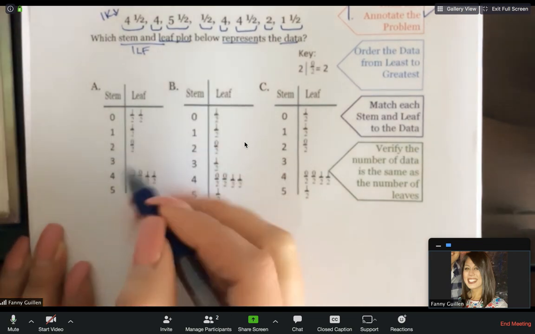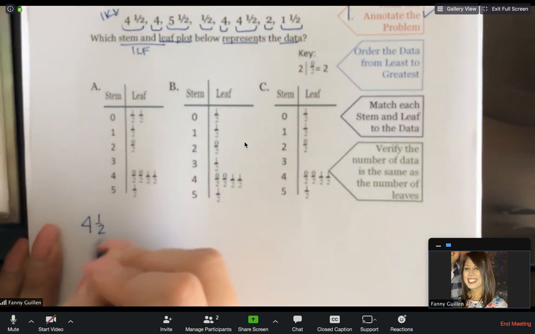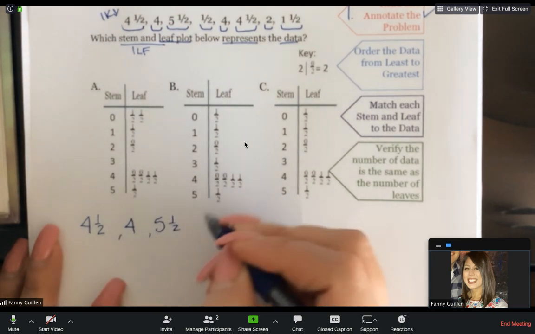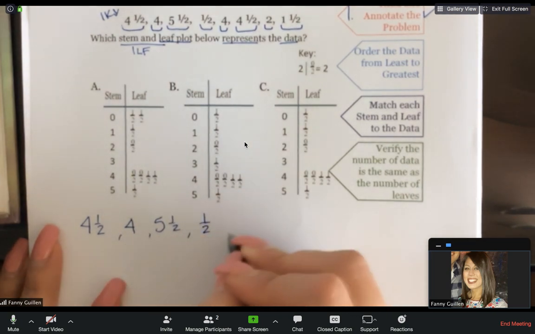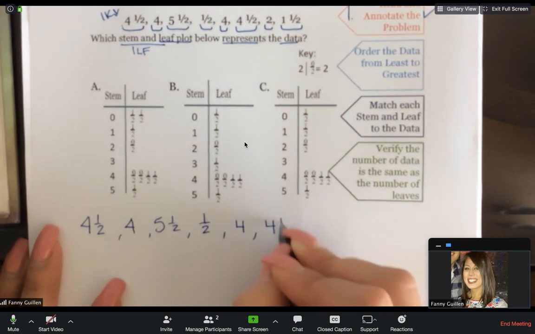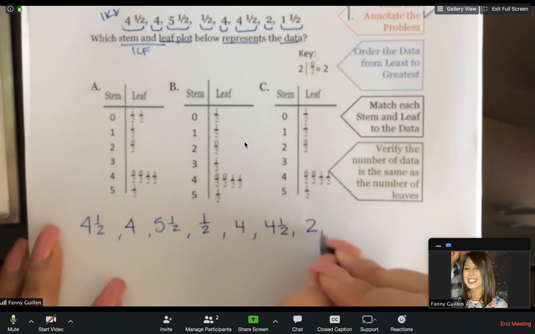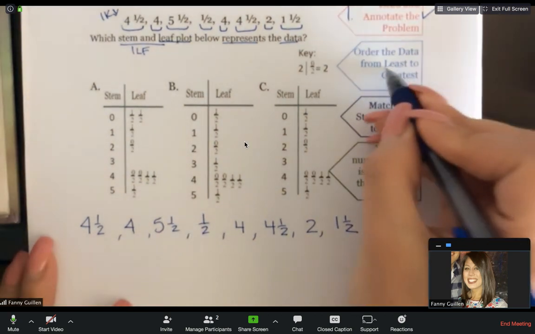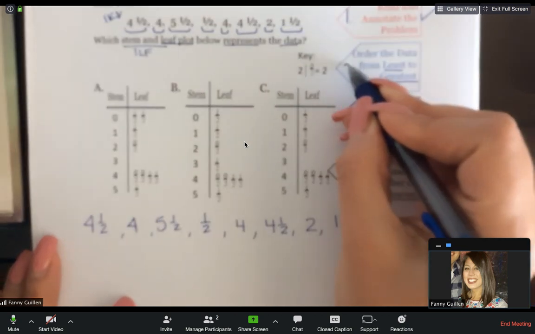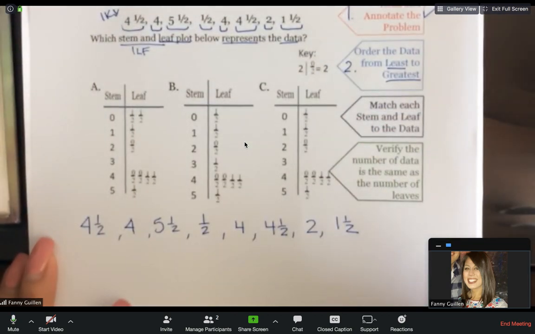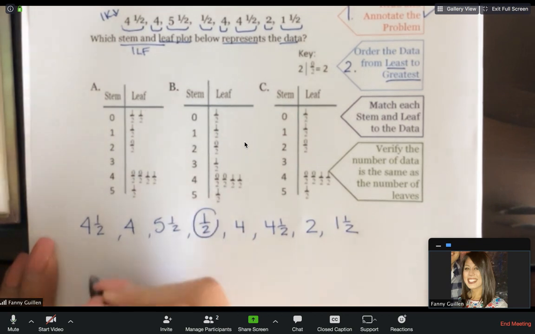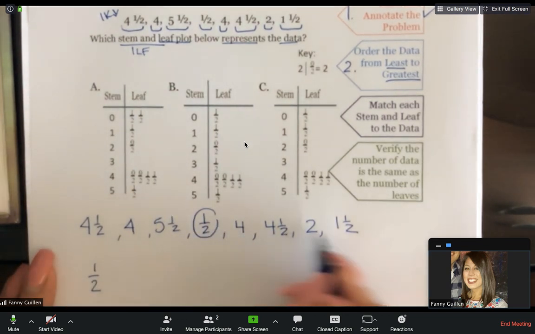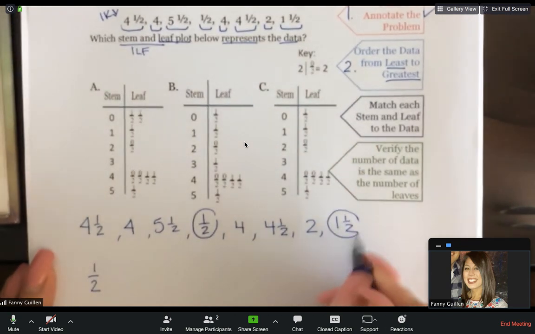And now it says, I have 4.5, I have 4, 5.5, 1/2, 4 pounds, 4.5 pounds, 2 pounds, and 1.5 pounds, right? Out of all these, I'm going to go from what? Least to greatest. I'm going to order now from least to greatest. That is my SLAPS number 2. So my least is this one. So 1/2. After 1/2, then it's 1. I don't have a 1, but I have 1.5. So then I have 1.5.